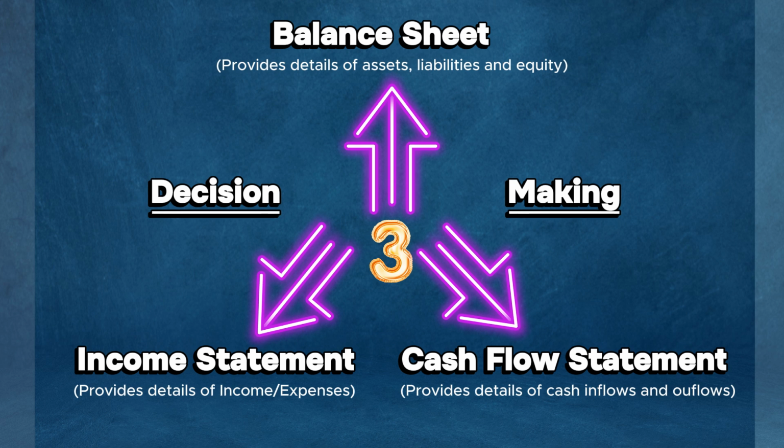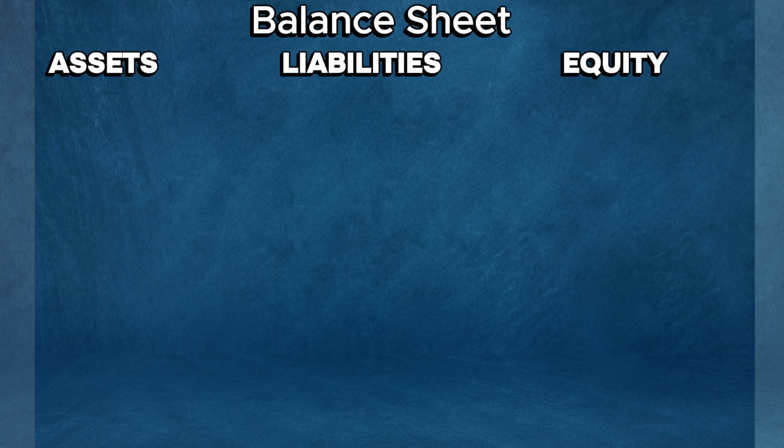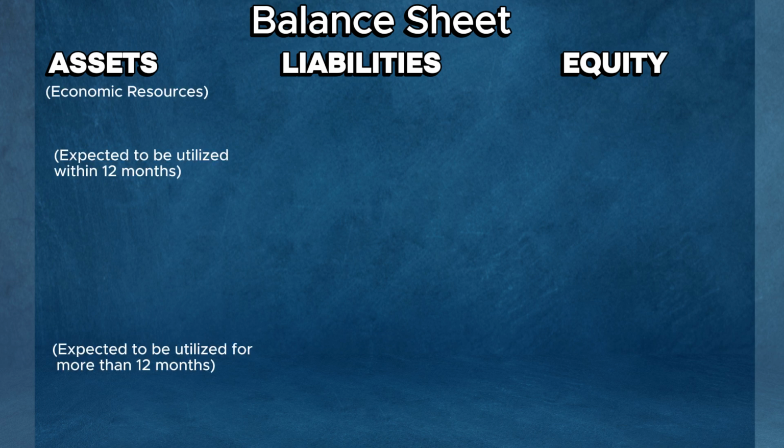Now let's define three key components of the balance sheet, that are assets, liabilities, and equity. Let's start with the assets. Assets are the economic resources that are owned by a business. They are primarily classified into two types, current assets and non-current assets. Current assets are expected to be utilized within 12 months. They are also known as short-lived assets.